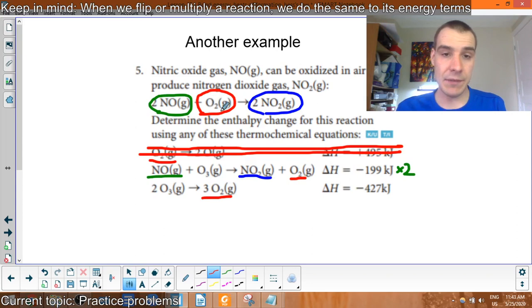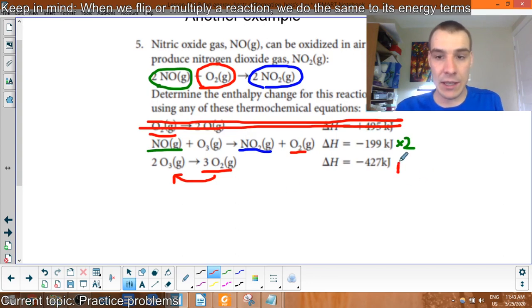Now we have to deal with this oxygen. In the top reaction, we might make oxygen by flipping it, but we've already decided what we want to do with this reaction. We want to multiply it by 2. That's the only way to get our 2 NOs and our 2 NO2s. So we can't touch this reaction anymore. We have to balance with this reaction down here, and we know at the very least that we're going to have to flip it. So let's just try flipping it and see what happens.